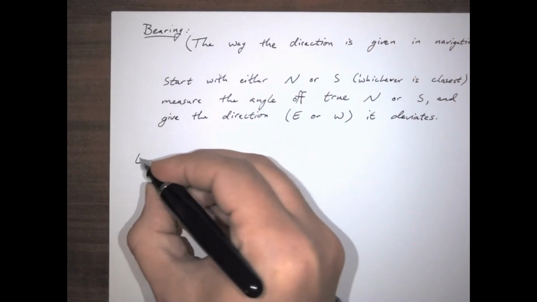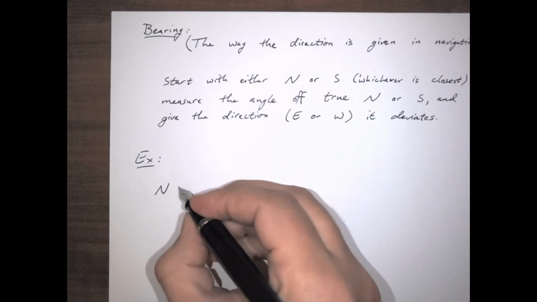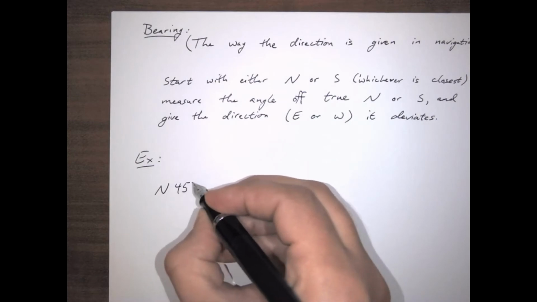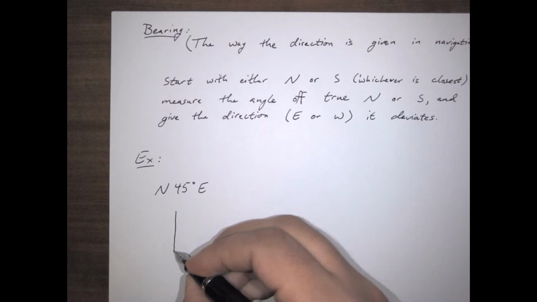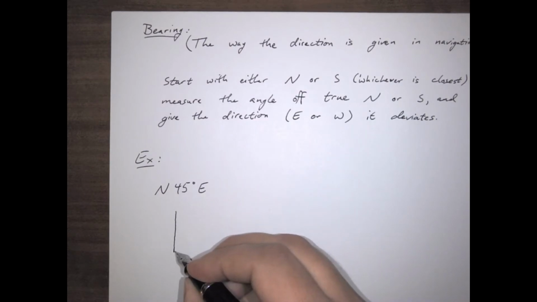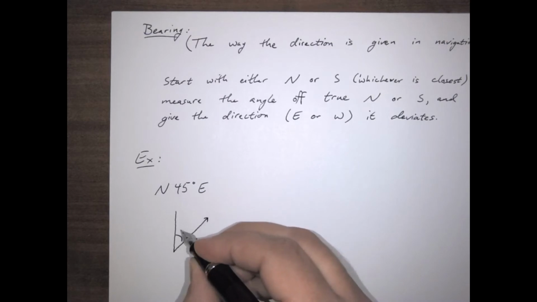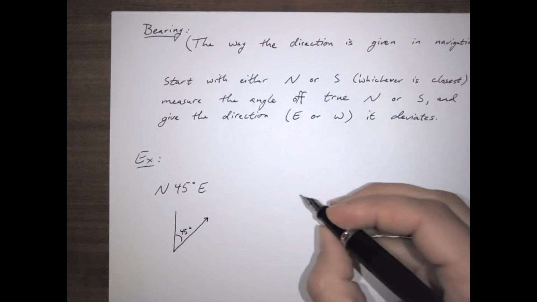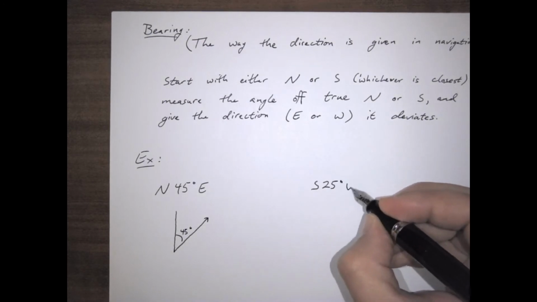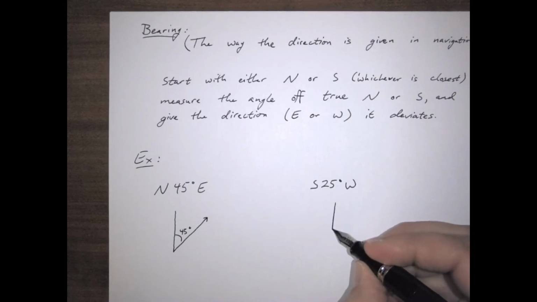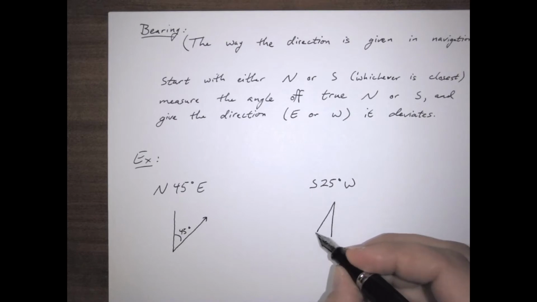So for example, just to see what that looks like, the way these are written would be something like north 45 degrees east. What that would mean is from a starting direction of north, you deviate 45 degrees in the direction of east. Or maybe it's south 25 degrees west. That means from a starting direction of south, you deviate 25 degrees in the direction of west.